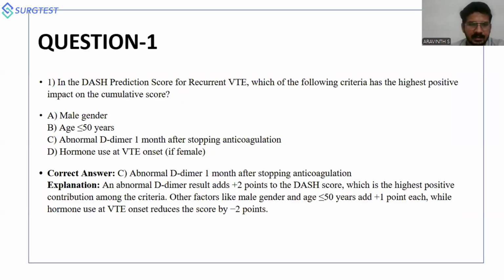So the correct answer is C, abnormal D dimer 1 month after stopping anticoagulation. And you look closely, an abnormal D dimer result adds plus 2 points, which is the highest positive among the criteria. Other factors are at 1 point, and hormonal use gives you a negative of 2. I hope I'm clear with this.